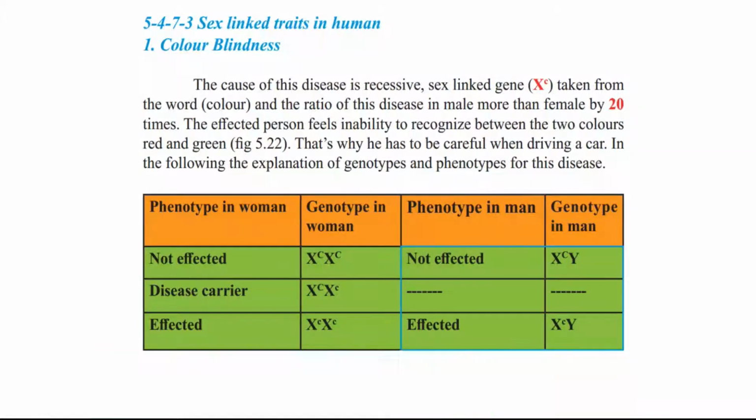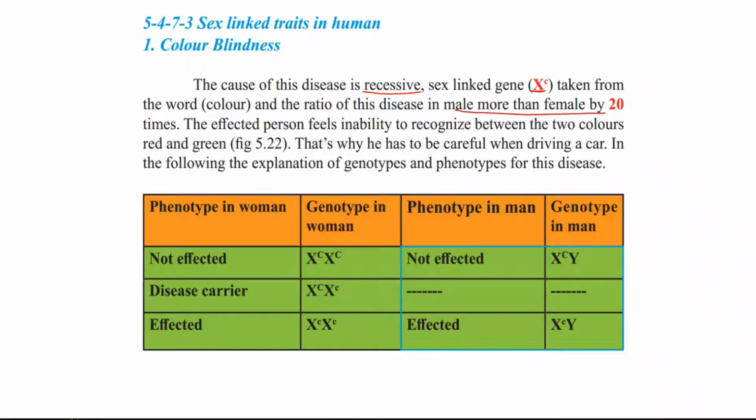Yes, in this new lesson we're going to study some sex-linked traits in humans. Example 1, color blindness. The cause of this disease is a recessive sex-linked gene connected to the X chromosome, with X^c, c coming from the word color. The ratio of this disease in males is more than in females.